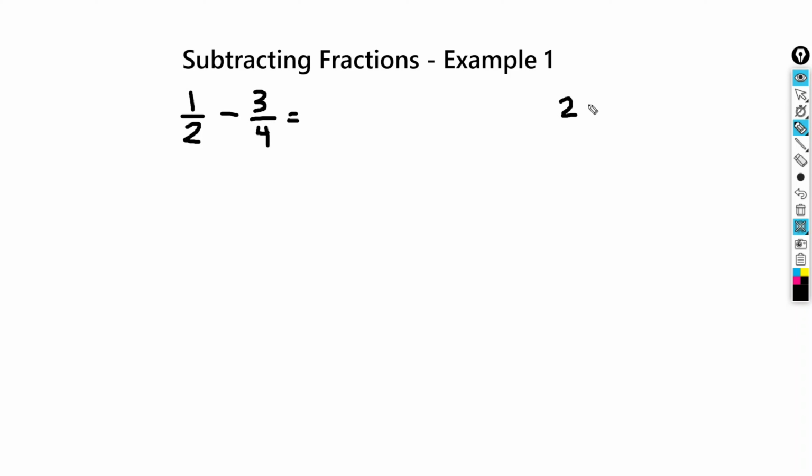So we're going to do 2 times 4, which is 8. So we want a common denominator of 8 here. All right, so the first fraction, I'm going to multiply by 4 over 4.